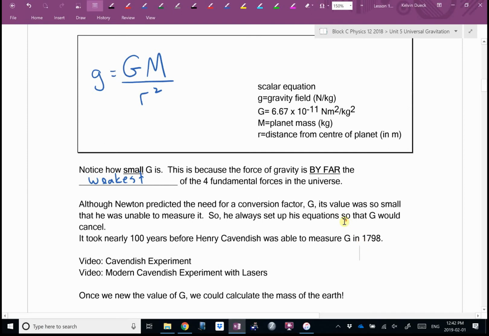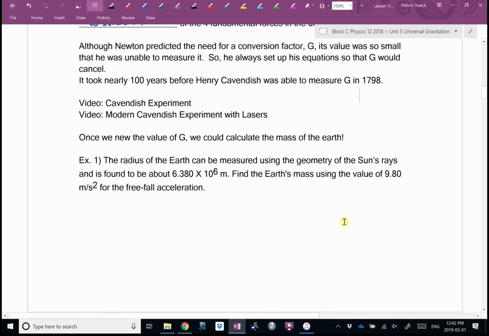Cavendish came along and he said, ha! He knew the radius of the Earth. We've known that for about 2,000 years. A Greek mathematician named Eratosthenes used some clever geometry to figure out the radius of the Earth by using the sun's rays and the well. So we knew the radius of the Earth, and he had just found big G. So Cavendish wrote this: little g equals big G m over r squared.